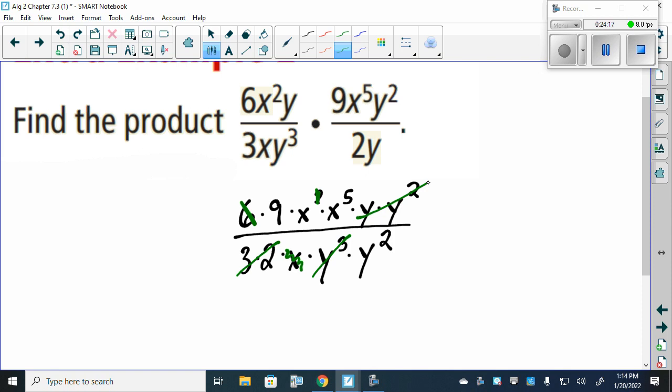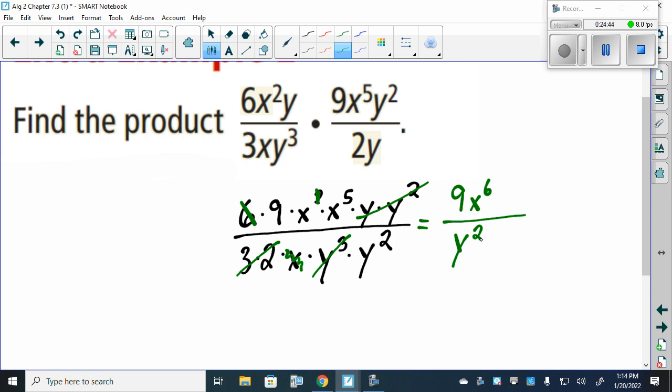And let's see what's left. On top, I'm left with a 9. X to the 1st times x to the 5th is x to the 6th. And that's everything on top. On bottom, I'm left with y squared. And that's our answer. So that's another way that we can do this.